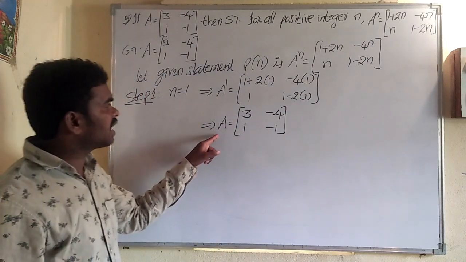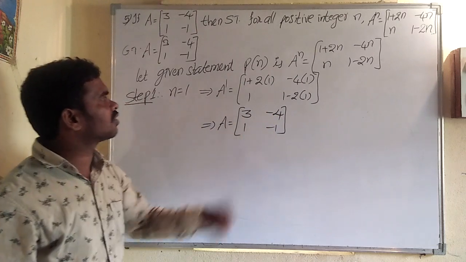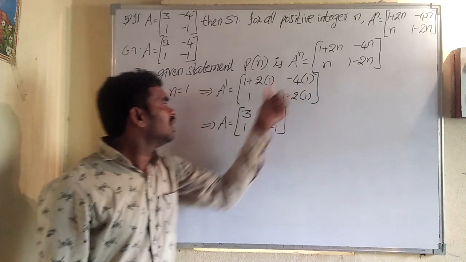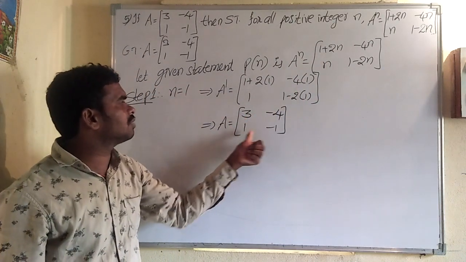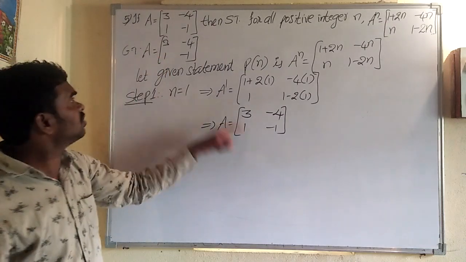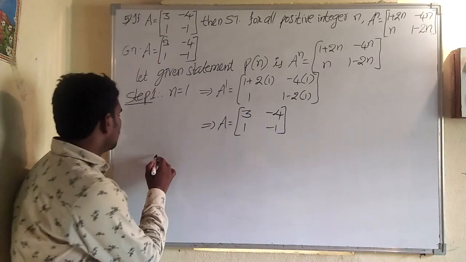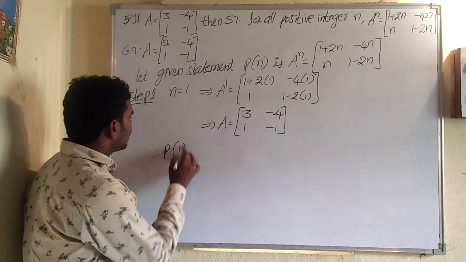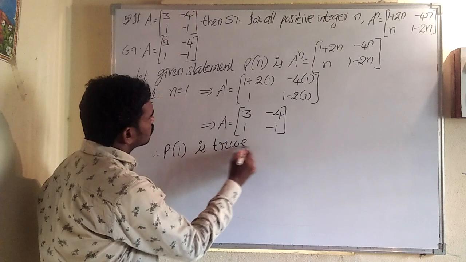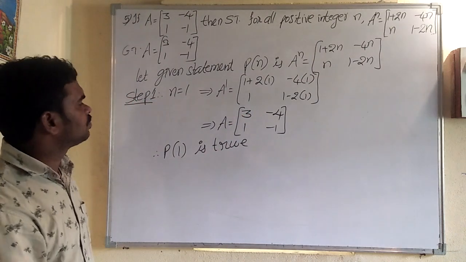So A equals what did we get? [3, -4; 1, -1]. Whenever in A power n you substitute n equals 1, we get A equals [3, -4; 1, -1]. Is it true? Check with the given statement. Is it true? Yes. Therefore, at n equals 1, P of 1 is true.